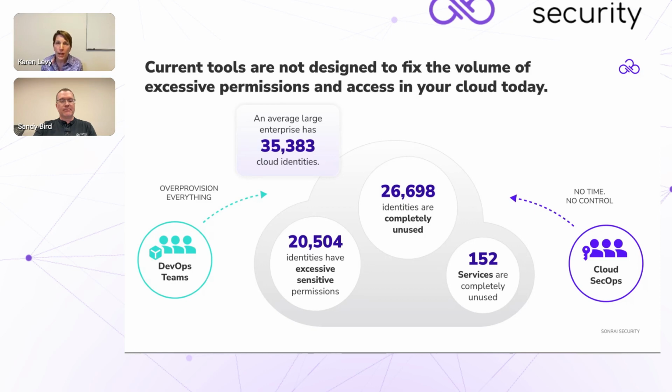And then all the way over on the right, we have the cloud security operations team. They want to control this environment, but it's really difficult for them. It requires coordinating with the DevOps team, which has different priorities, fixing all these issues one by one. Maybe they have the visibility they need, but they don't have the control, and they certainly don't have the time to fix this volume of issues.